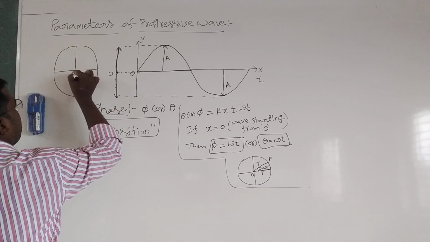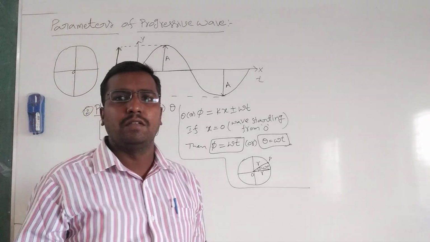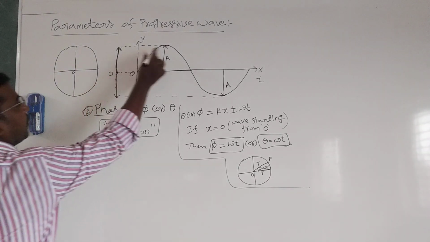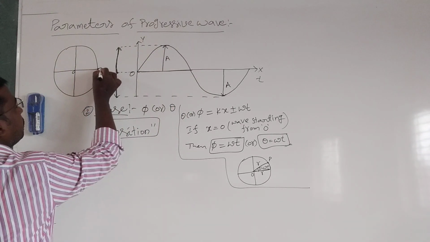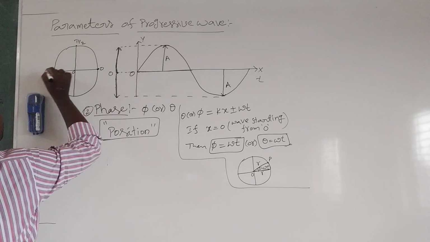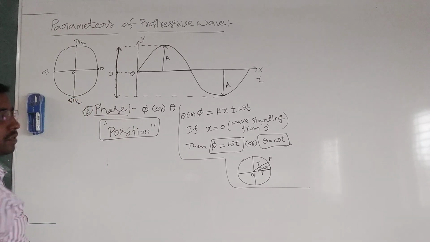Okay, and this is origin. Now phase is an angle. Then we have to represent the angle also for this wave. So this is 0. Then this one is pi by 2 angle, and this angle is pi, and this is 3 pi by 2.